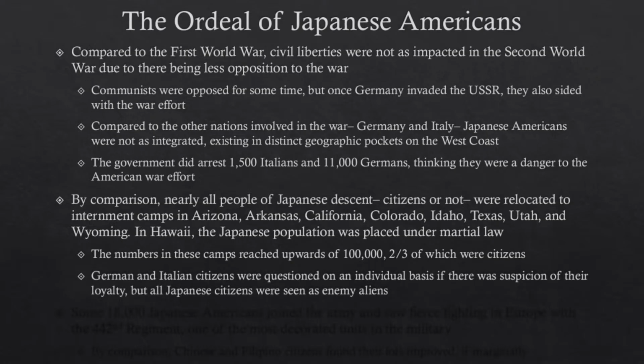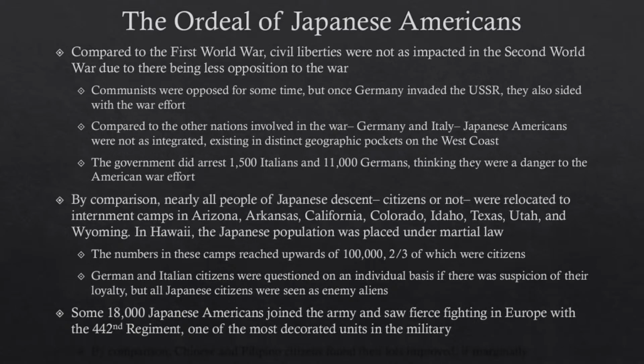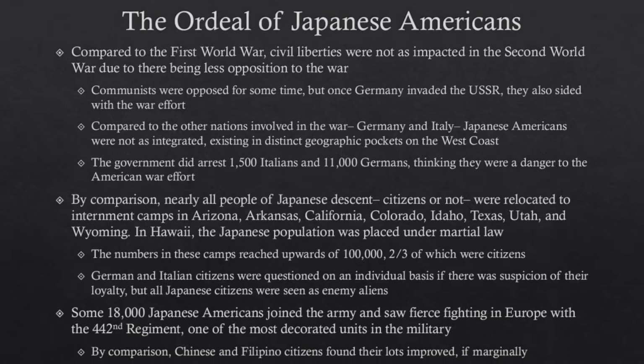Germans and Italians were questioned individually if they were seen as being disloyal. However, anyone who looked Japanese was arrested. However, 18,000 Japanese Americans did manage to convince the government to let them join the army. They saw fierce fighting in Europe with the 442nd Regiment, which became one of the most decorated units in the military. Obviously, they were in Europe because we couldn't let them fight in the Pacific, because they might go native. And they were sent to the worst parts of the fighting in Europe, but they did prove they were loyal.